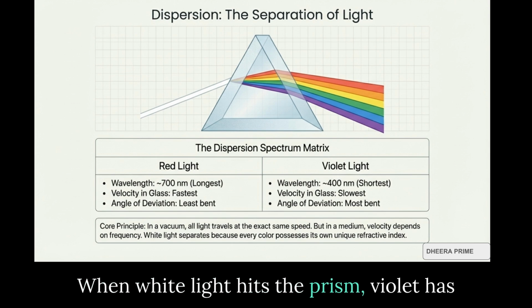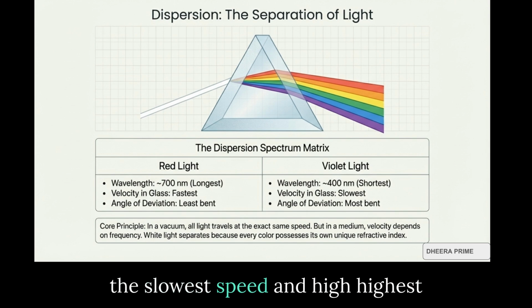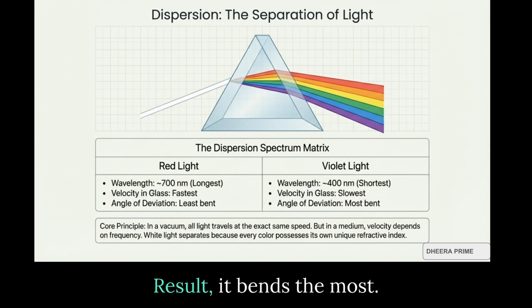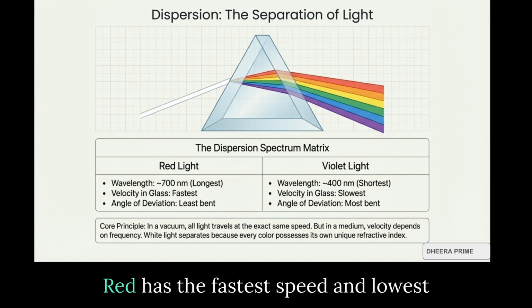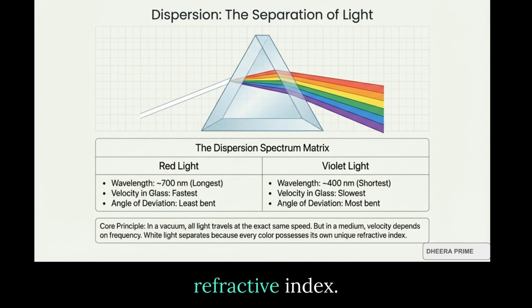When white light hits the prism, violet has the slowest speed and highest refractive index. Result? It bends the most. Red has the fastest speed and lowest refractive index. Result? It bends the least.